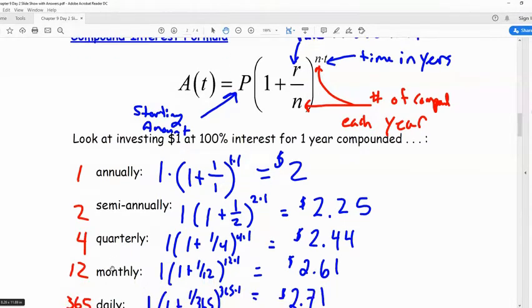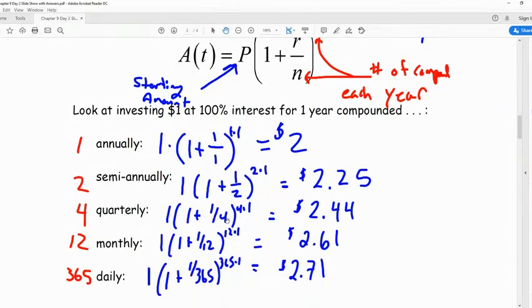Well, what if I want to get my interest quarterly? So now I change the N to a 4, and I get $2.44. This is a pretty good plan. I'm getting more money as I compound more. So monthly, plug in 12, even daily, 365. At the end of each day, I want that little bit of interest that was earned, and I end up with $2.71 at the end of the year. So I'm doing quite well compared to my $2.